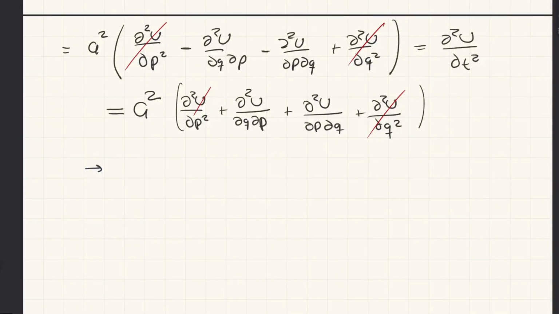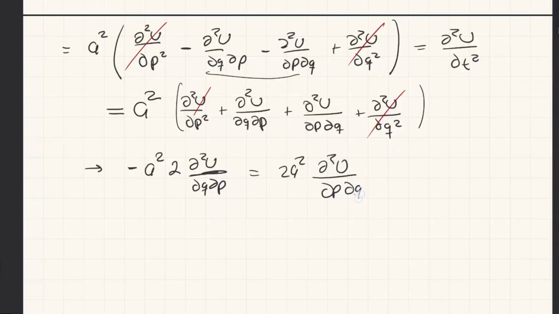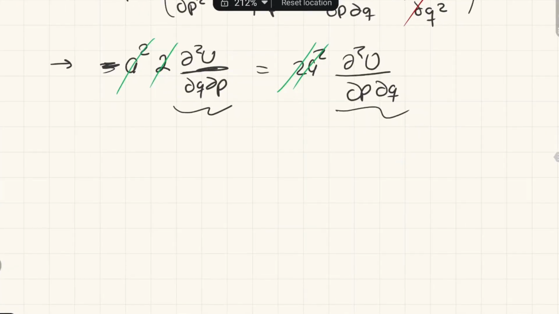To get that, well, it will be minus a squared, and let me set this together now, to the second derivative of u with respect to q with respect to p, just by switching the order of the derivatives. And this is going to be 2a squared, the second derivative of u with respect to p with respect to q. So with this, it's very easy to see that after making these cancellations, the negative of this derivative is equal to, well, the derivative. So that means that that second derivative has to be equal to 0.